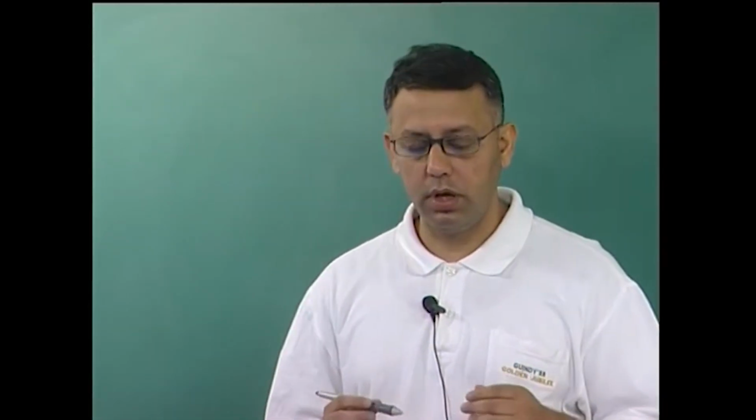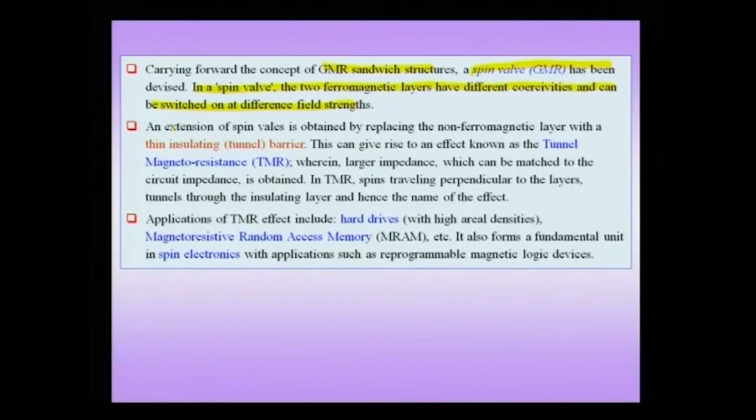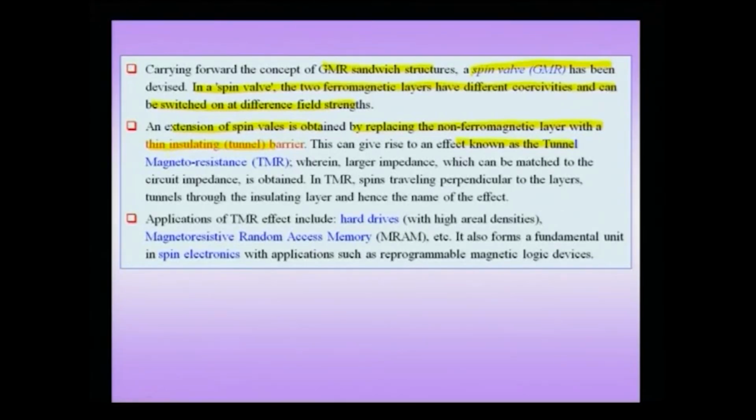So, this is a very interesting domain of magnetism, which is gaining prominence of recent times. And as I pointed out, an extension of spin valves can be obtained by replacing the non-ferromagnetic layer by a thin insulating layer. A thin insulating layer is otherwise called a tunnel barrier, and in this case, the effect is known as tunnel magnetoresistance.